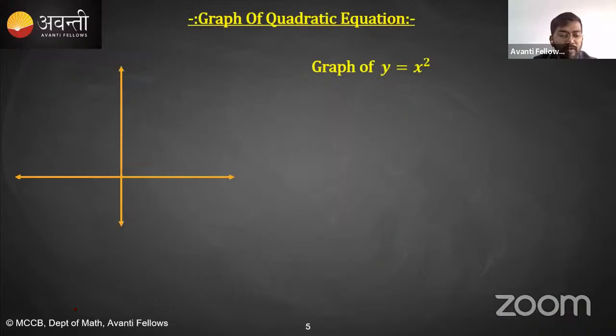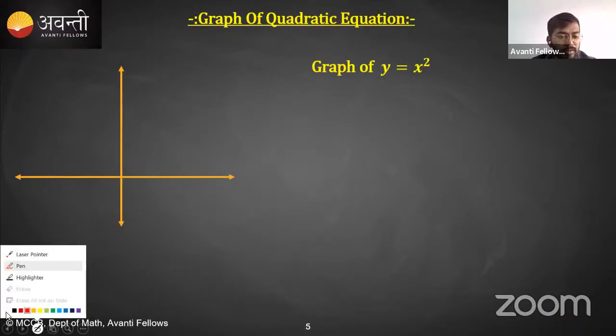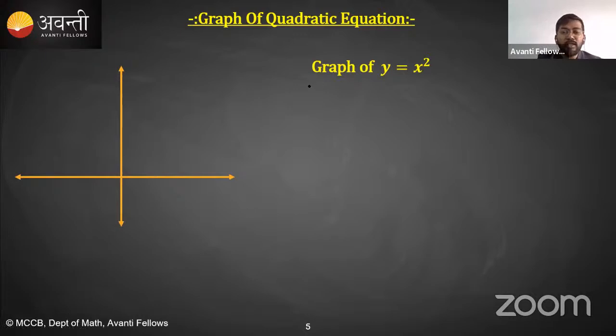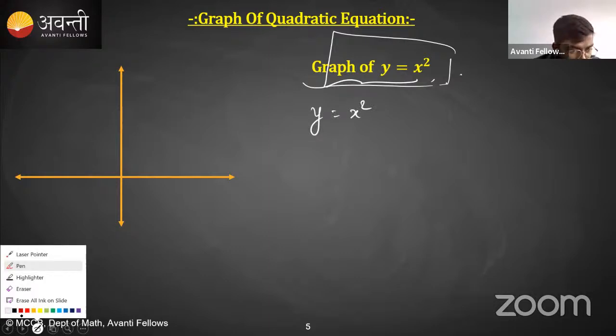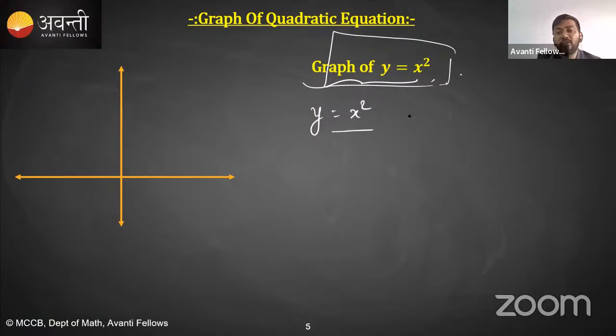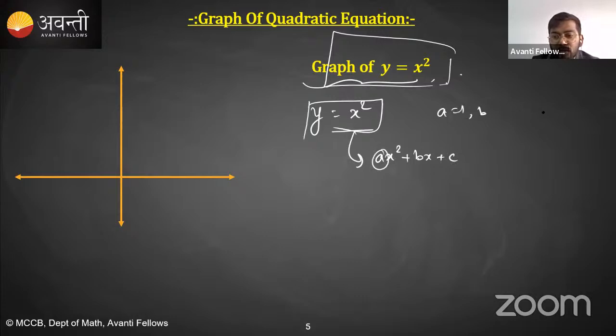Okay, now for graphs of quadratic equation. So we first consider the graph of y equals x square. Here y equals x square is given to us. Now if you compare this to ax square plus bx plus c, then you know that the value of a is 1, b is 0, and c is 0, right?